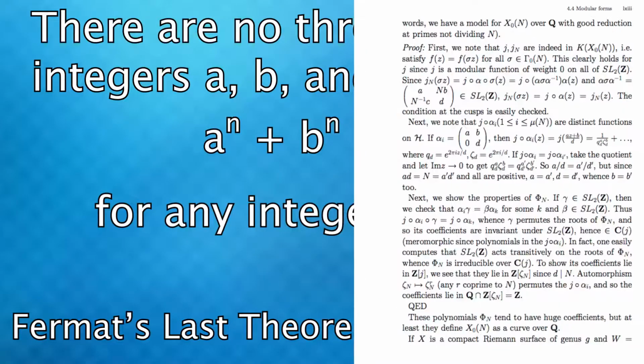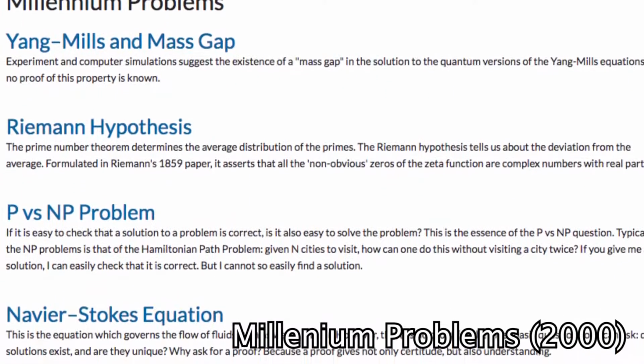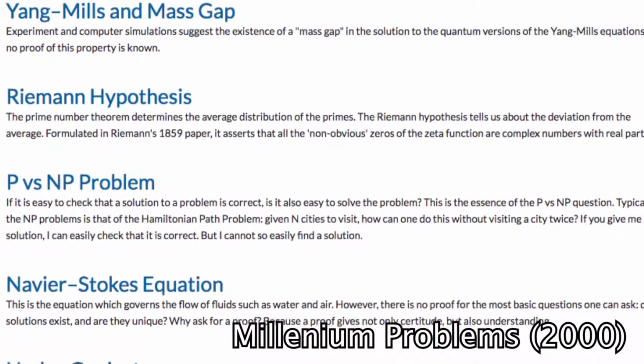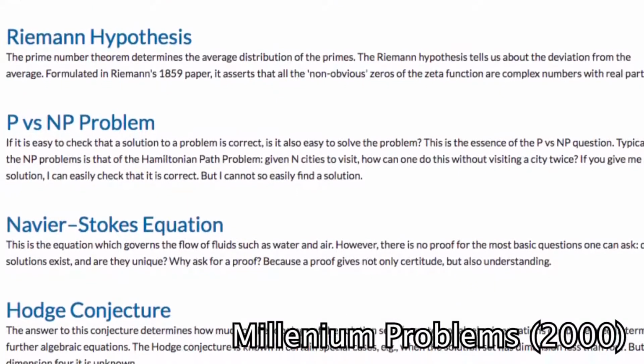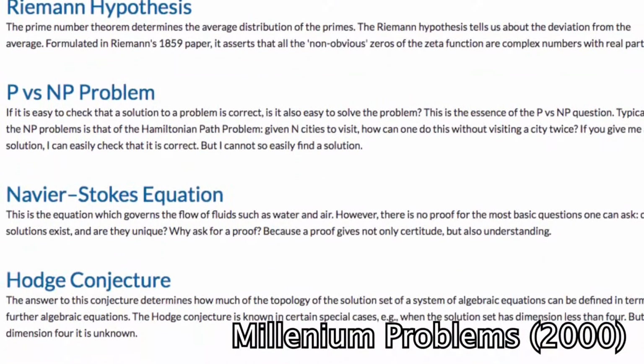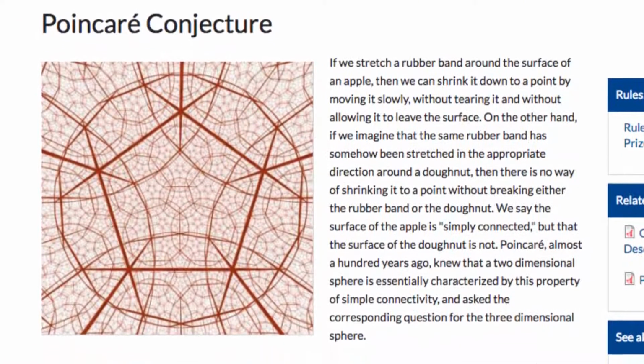And last is the Millennium Prize problems, which are 7 very difficult problems within mathematics. These 7 were decided on at a conference about 2 decades ago, and each question comes with a $1 million prize if you solve it. But so far only 1 of the 7 has been solved, which was the Poincaré conjecture proven in 2003.